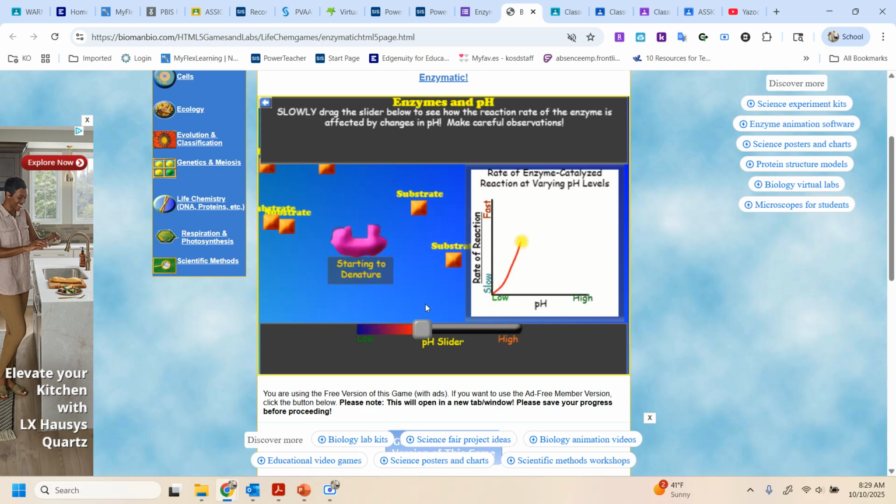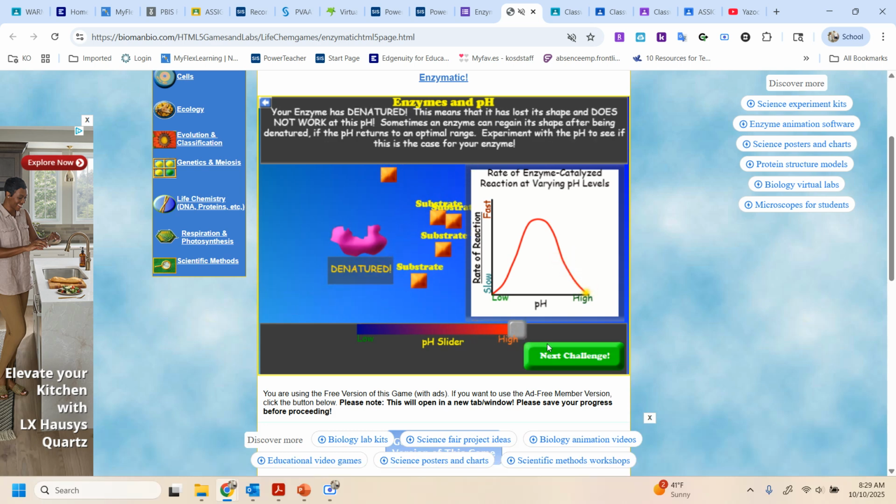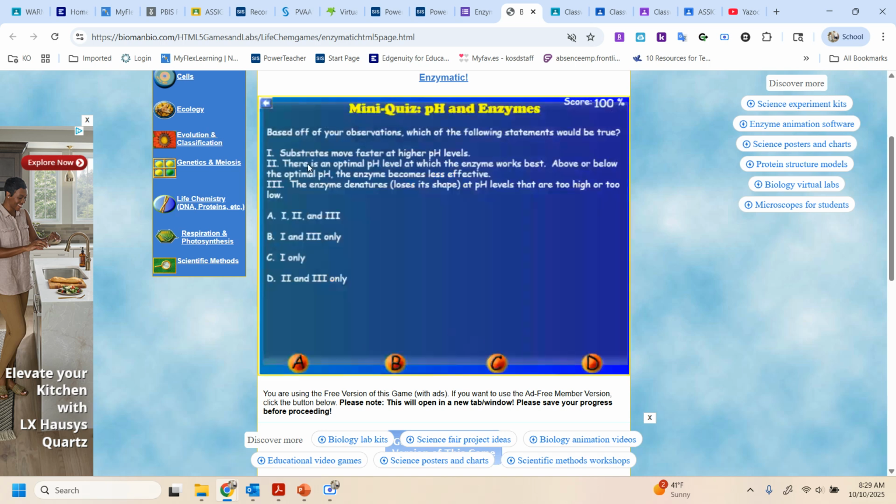And if I bring it back up, it looks like it's okay, right? I fixed my enzyme. And if I go the opposite way, I go too high of a pH, too basic, it's also starting to denature until it's all the way denatured, and now it doesn't work again. So is it true that substrates move faster at higher pH levels?